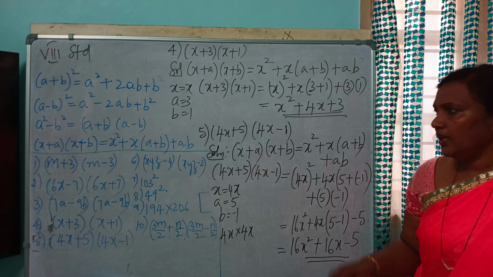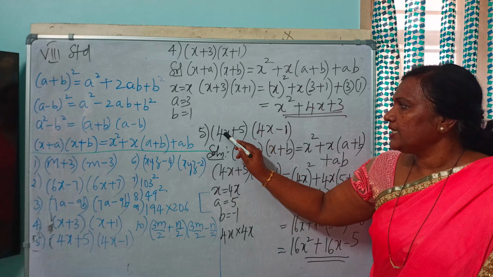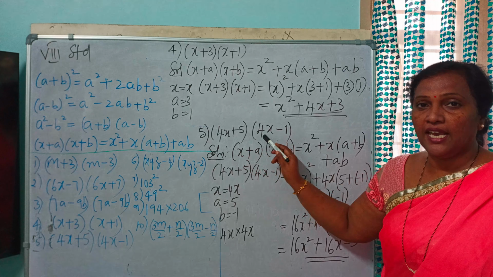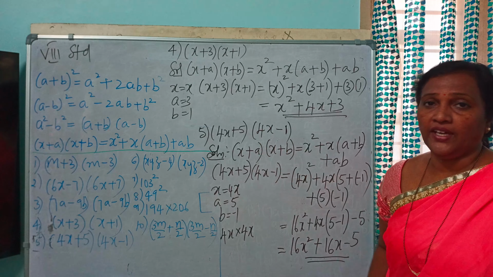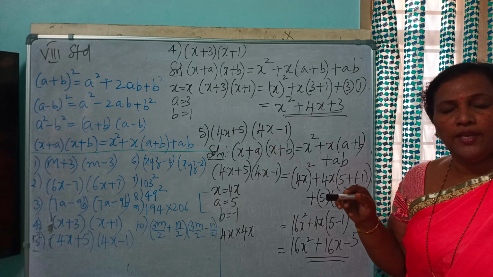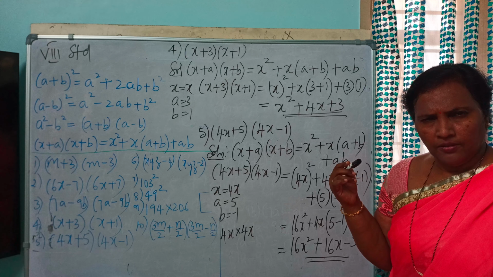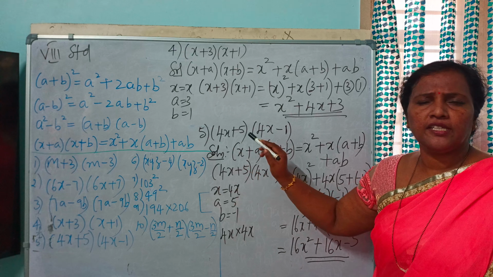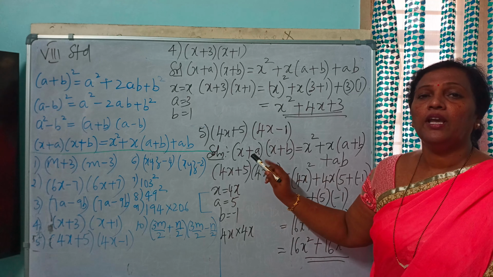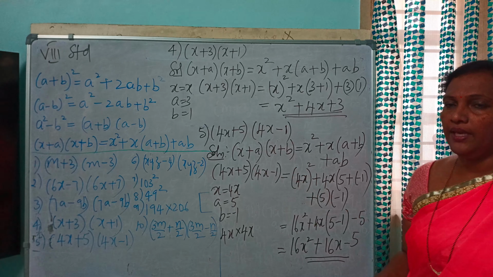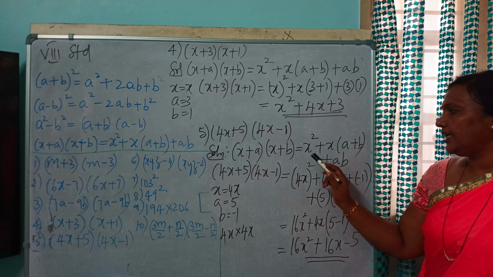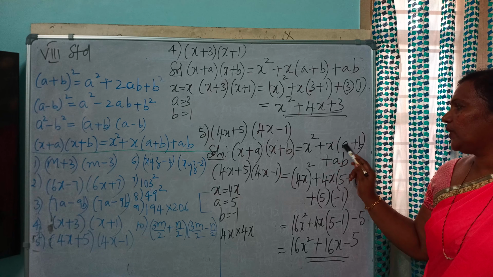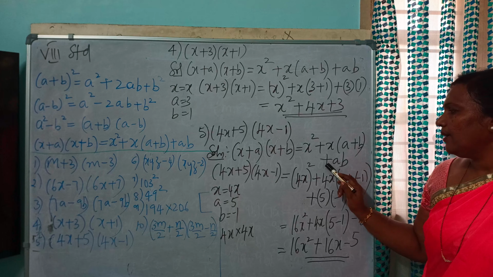See here children, in the fifth problem, first terms are same. A and B are different. Then it should come in your mind exactly which identity you have to use. Because first terms are same, A and B are different means you have to go for (x plus a) into (x plus b). You will write down the identity x squared plus x into (a plus b) plus ab. After writing the identity, below the identity I will be writing down the problem.